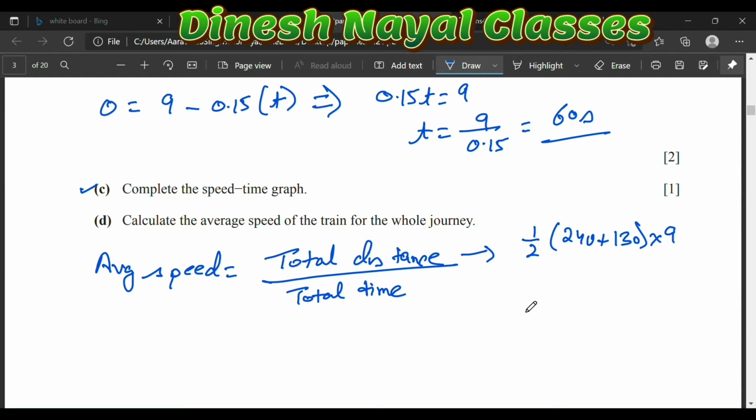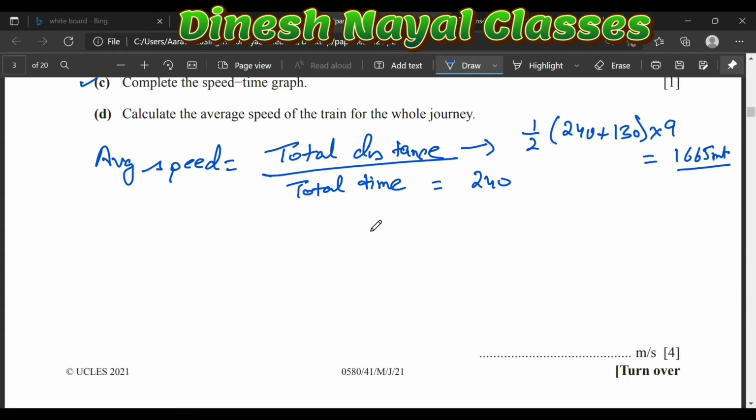Now solving this, substituting these values in a calculator, you will get 1665 meter. So total distance is 1665 meter and the total time, from the graph we can see, is 240 seconds. So the average speed is 1665 divided by 240, which is 6.9375 meter per second.